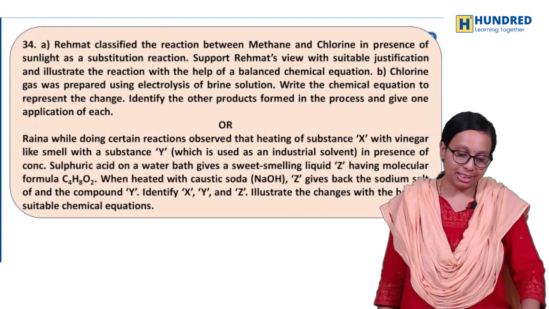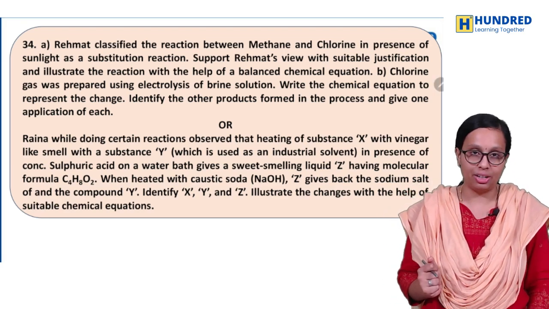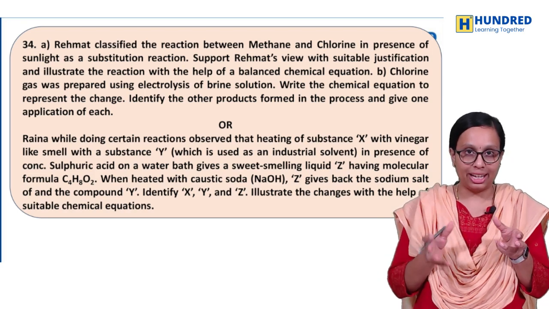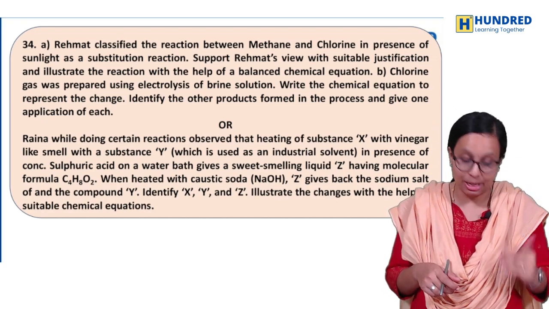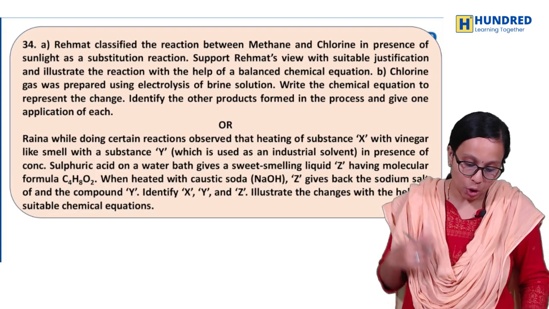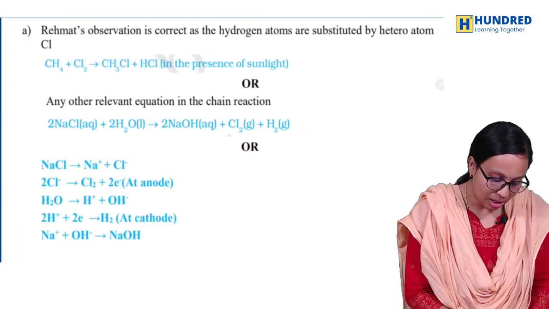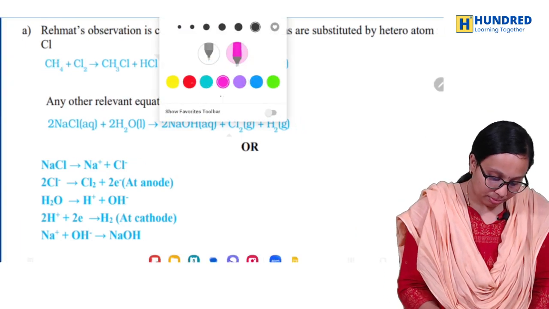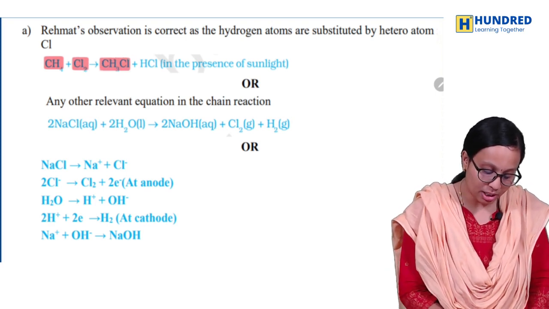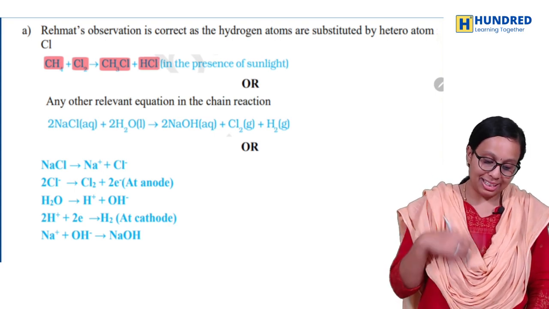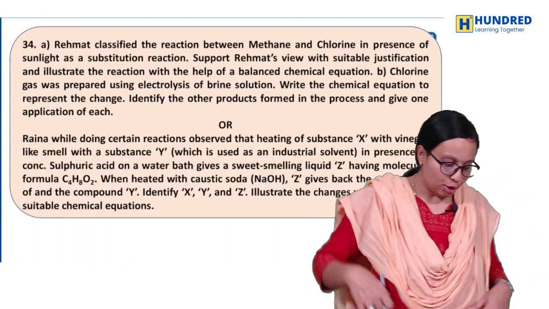Next one, Rahman classified the reaction between methane and chlorine in the presence of sunlight as a substitution reaction. So you're taking methane CH4, you're taking chlorine Cl2, and the reaction between them in the presence of sunlight, he called it a substitution reaction. Support Rahman's view with suitable justification and illustrate the reaction with the help of a balanced chemical equation. So see here, methane plus chlorine gives... Here what is happening is it is replacing in the presence of sunlight. Chlorine is replacing hydrogen and you get HCl. Hence it is an example of a substitution reaction. So that is first up.